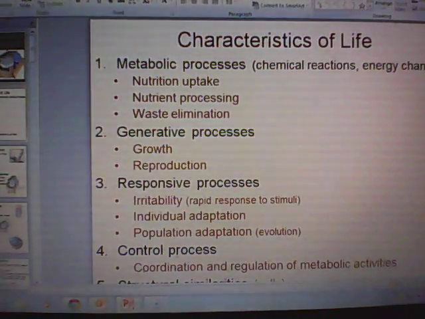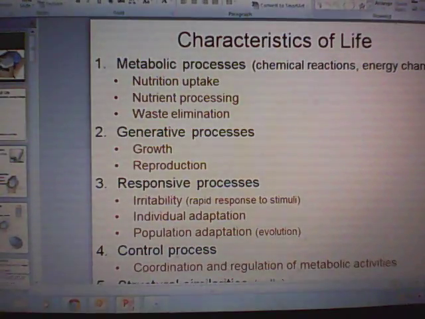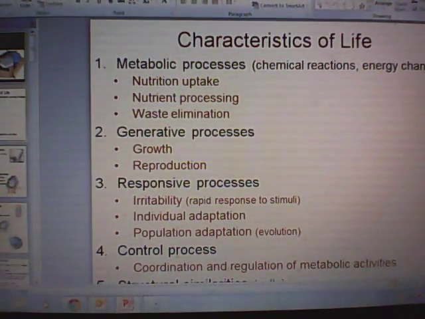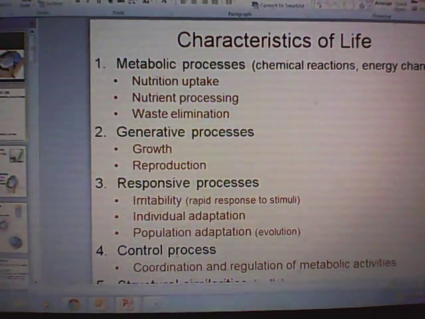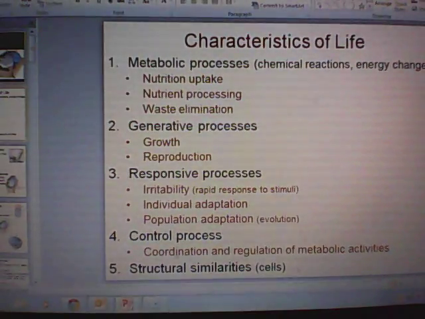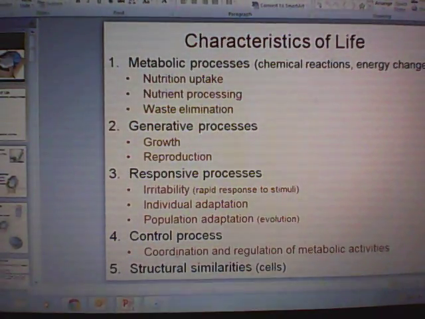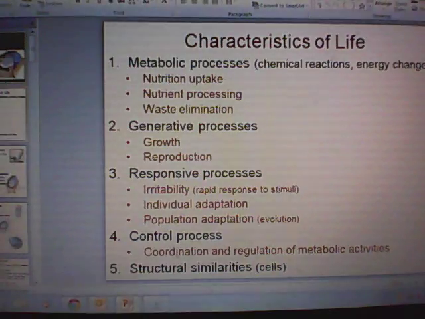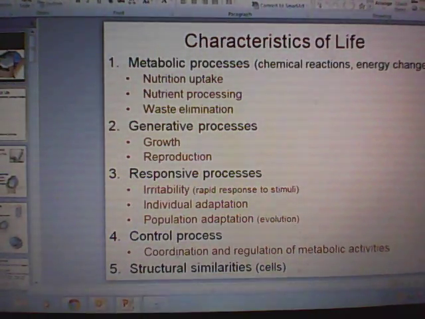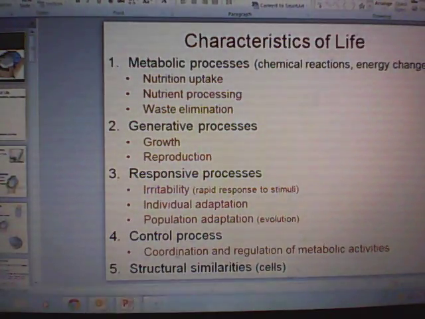But first thing we want to talk about is characteristics of life. What makes something living? There are 5 characteristics that let you know that you are alive. One is that you have some type of metabolic process that takes up nutrition, processes, and eliminates waste. If you're alive, there is some type of growth process or regenerative process. You grow and you reproduce.